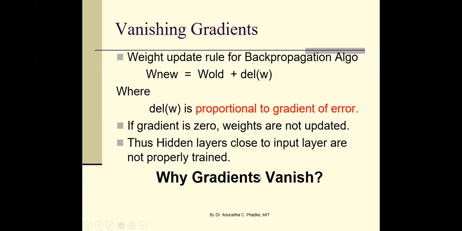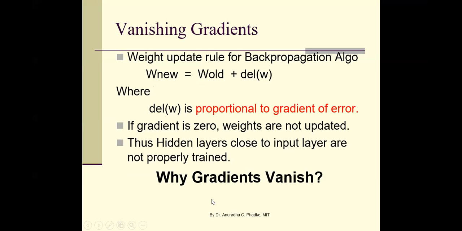Why gradients vanish, that is what we are going to study now. Because of some reason, there is a possibility that the gradient value becomes very small, and at a certain instance it is possible that for the layers closer to the input layer, it completely vanishes and there is no weight updation. And when there is no weight updation, it means those layers are not trained at all.